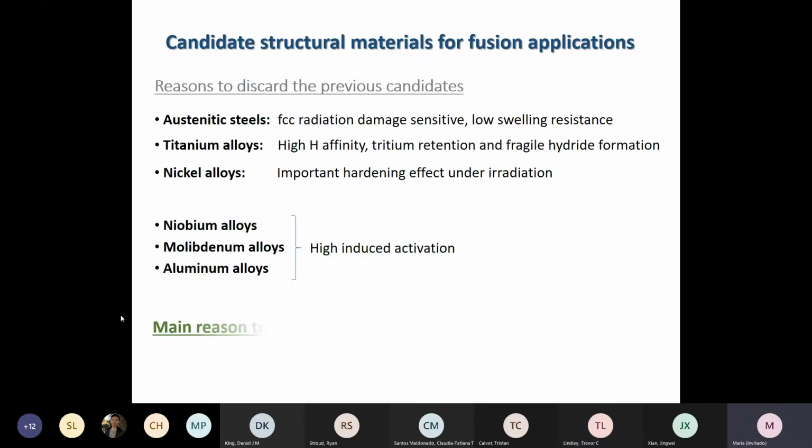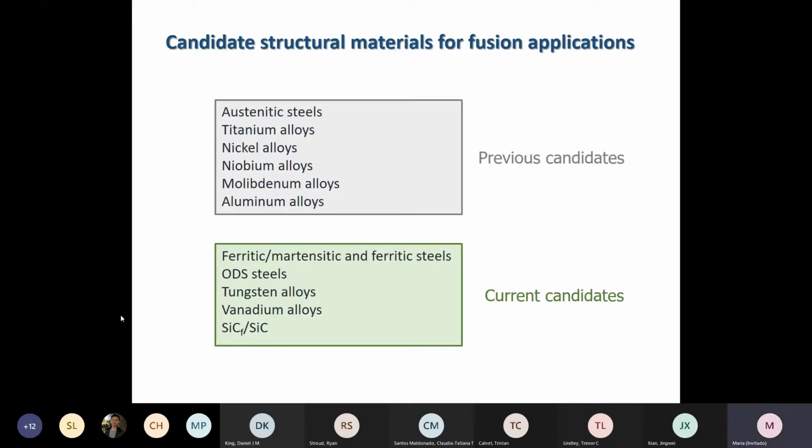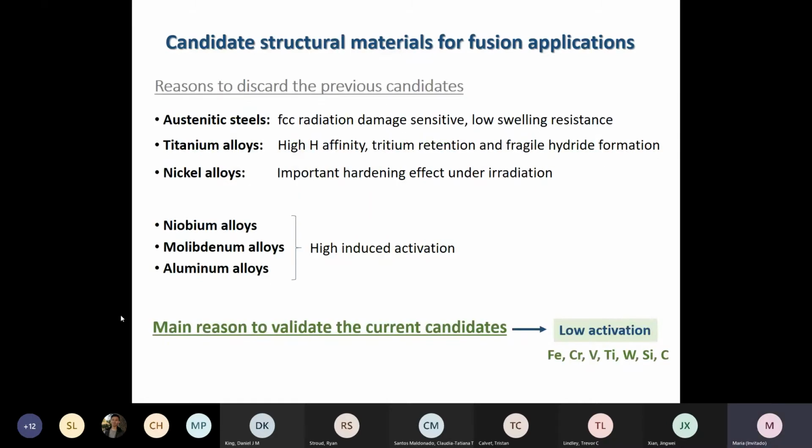Regarding the previous candidates, I went fast. Sorry. So, the reasons to discard the previous candidates. Austenitic steels have been considered for structural materials for years, and they are attractive because they have good mechanical properties, they show good resistance to corrosion and good weldability, and there's a great technology maturity for producing them, and they are industrially available in different forms.